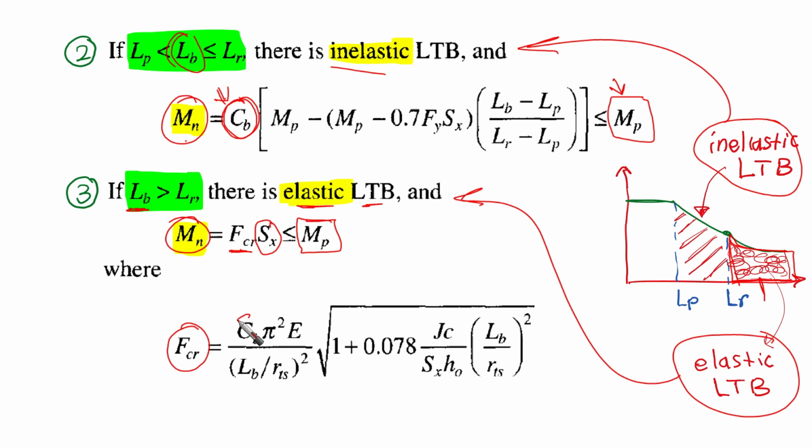Fcr is going to also include the contribution of Cb here, and then pi squared E over (LB over rts) squared, and then this fantastic radical here. Everything written under this radical we have already explained in detail in the previous video, so please revisit it. These are fixed definitions there, and you can understand them well.